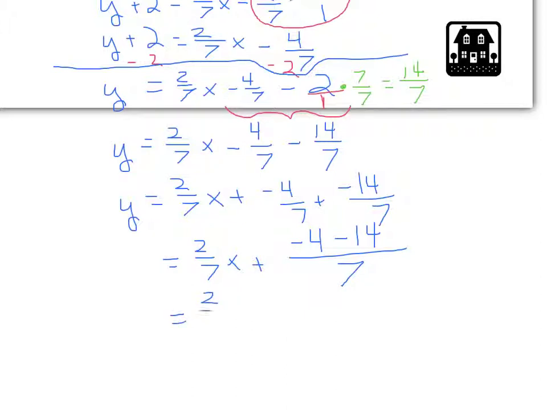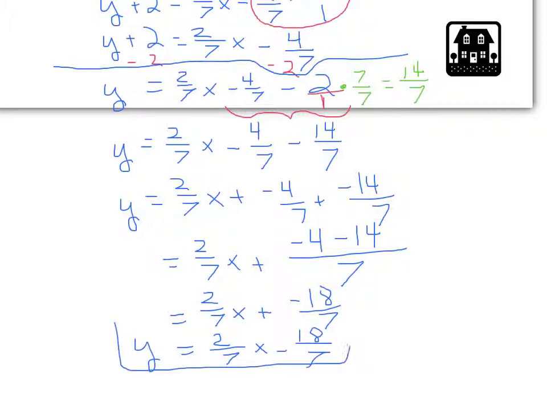So we have 2/7x plus, and then that would be minus 18/7. Okay, and we can't simplify 18/7, so we can go ahead and rewrite that as subtraction, 2/7x minus 18/7. And that is the equation of a line.